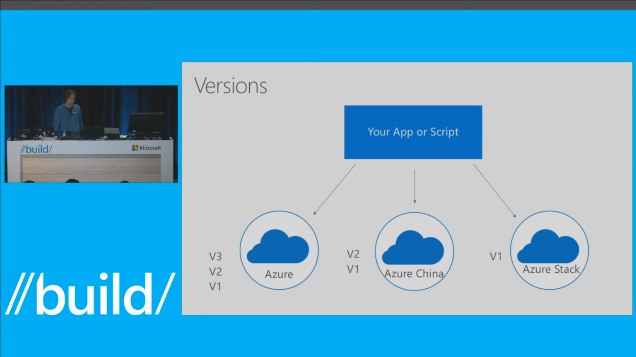Versions. So all of these clouds will actually be on a different cadence. Azure may have v3, whereas Azure China still doesn't have it. And then Azure Stack is still on v1 because it's been deployed by some service provider and he may not have updated it yet, right? So it's very important to understand that clouds have different cadence. They have things in them that will not match the latest.